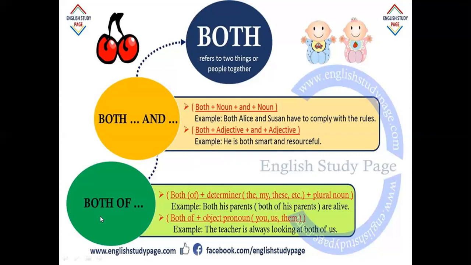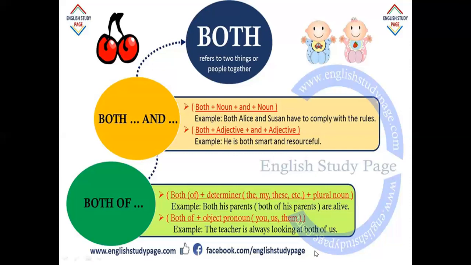When we use both of, we use it when we are referring to plural nouns. For example, both his parents are alive. In this case, it needs to be in plural. The use of of is optional. You can say both his parents are alive, or you can say, for example, both of his parents are alive. So the use of of is optional here, but remember, we need to refer to plural nouns in this case.